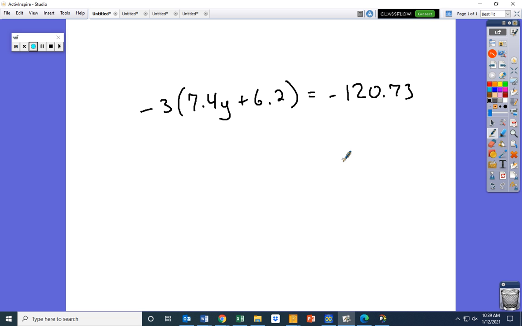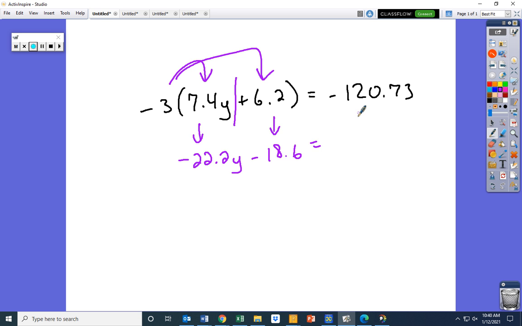Okay, so look at this problem. What am I going to have to do before I even solve this problem? Get rid of the parentheses. And how? What is the procedure to get rid of parentheses? Distributive property. Thank you. So I'm going to separate these terms. Do negative 3 times 7.4y. And what do I have? Good. And then I have negative 3 times positive 6.2. What did I get? Good. And did I do anything with this?